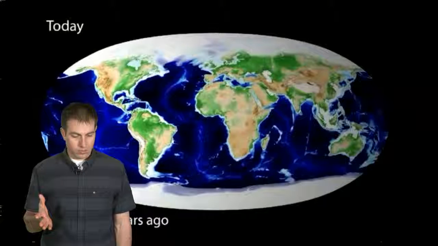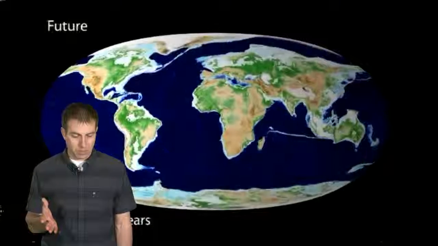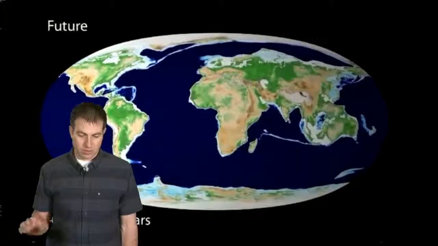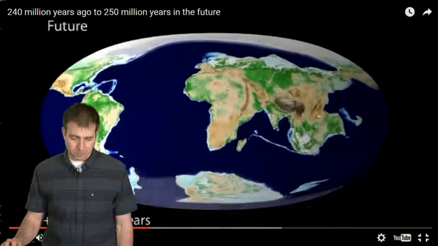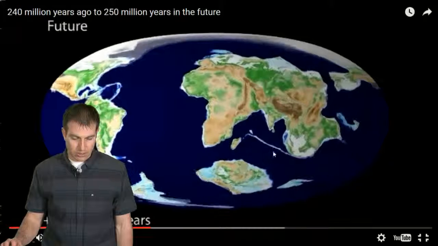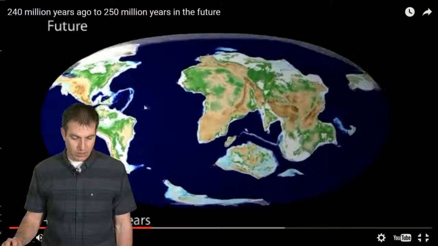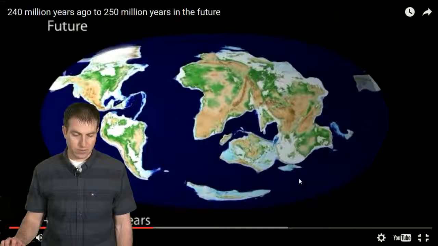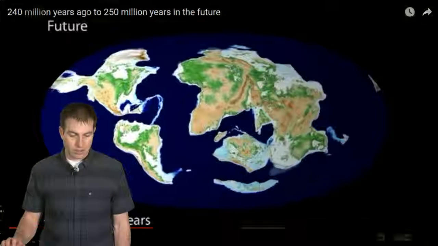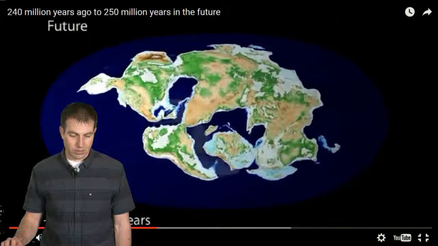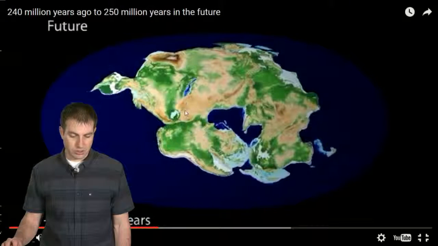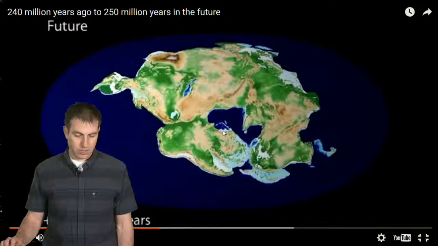Now, what's going to happen in the future if things keep moving at the rate they're going? Australia here runs into Eurasia, Antarctica starts to come up, and then things start to go wonky again because of this flat surface issue, but continents keep moving, and eventually you end up with these collisions and really crazy stuff happens. So there you go.